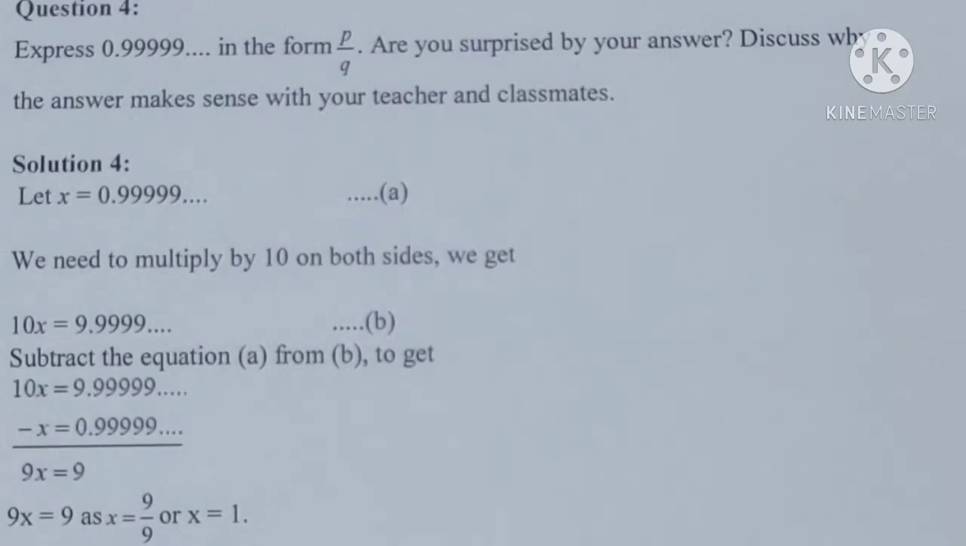Let x equal to 0.99 etc., and we need to multiply by 10 on both sides. So 10x equal to 9.99 etc. We mark the respective equations a and b. Subtract equation a from b. Then 10x equal to 9.99 etc. and x equal to 0.99 etc.